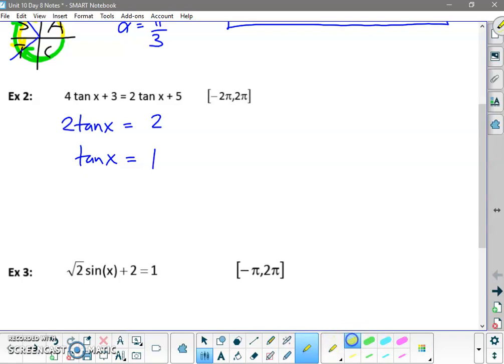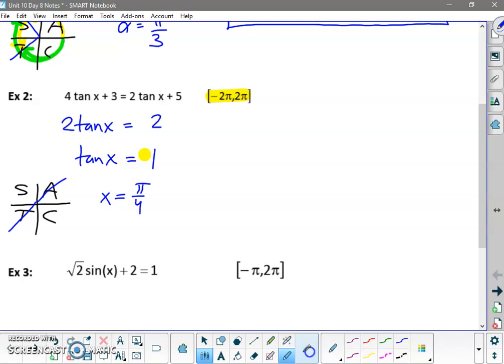Again, notice here from -2 pi to 2 pi. So let's think of our quadrants. We do this for every problem. ASTC. You should also recognize that tangent is positive. Where is tangent positive? Well, that's quadrant 1 and quadrant 3. So since it's quadrant 1, and from prior learning, you have to be able to tell me where tangent is 1. Well, that's 45 degrees or pi over 4.